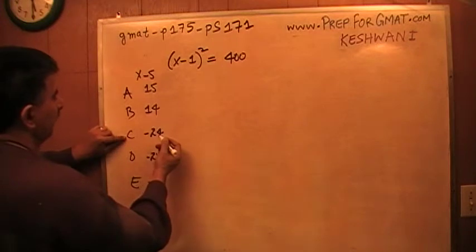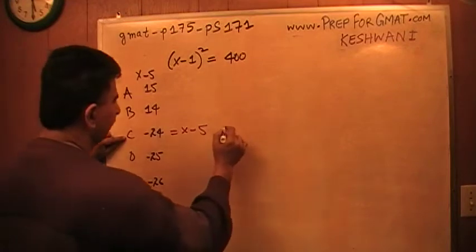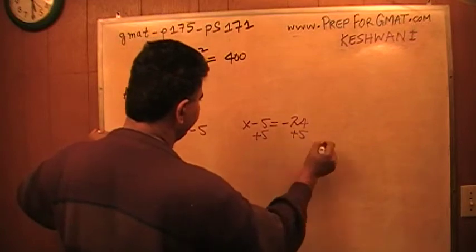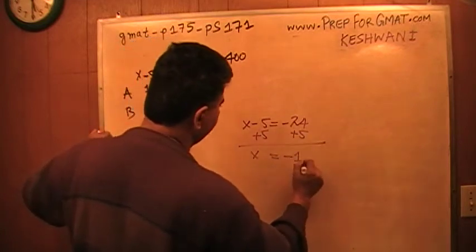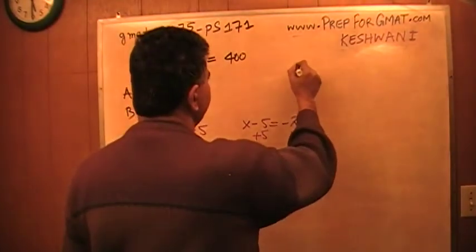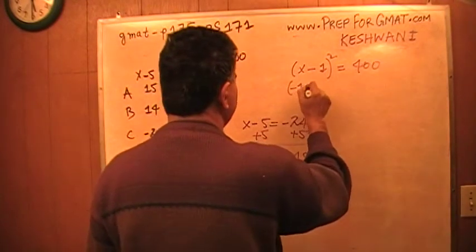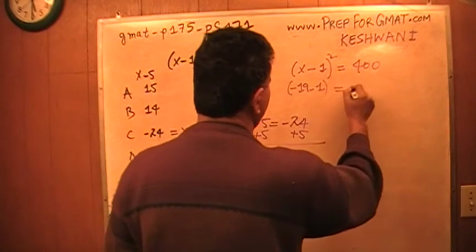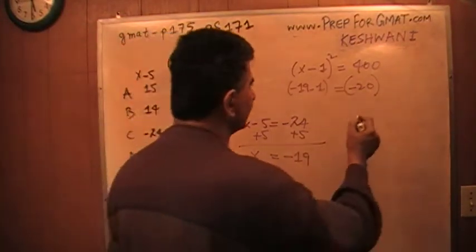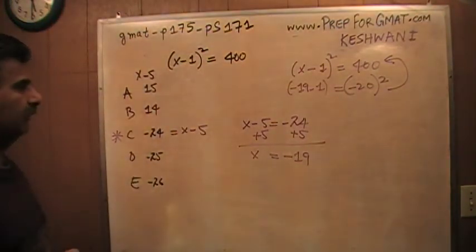Let's see if negative 24 would work. If x minus 5 is negative 24, if I add 5 to both sides, then x equals negative 19. Let's see if that works. If I put negative 19 in here, (x minus 1) squared equals 400. Negative 19 minus 1 is negative 20. And negative 20 squared, voila, because negative times negative is positive, and 20 squared, I hope you know, is 400. Voila. The answer is C, without even doing any classical work.